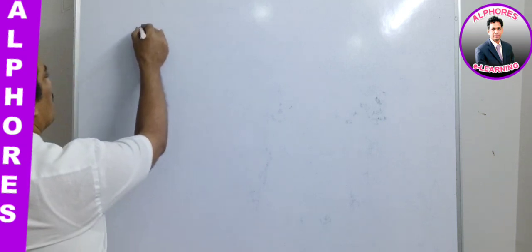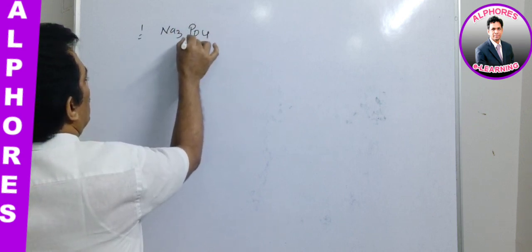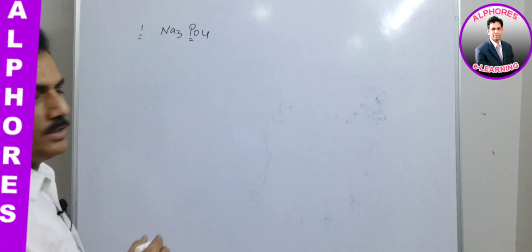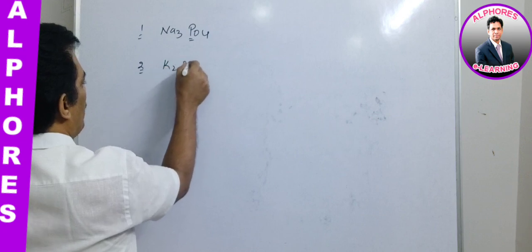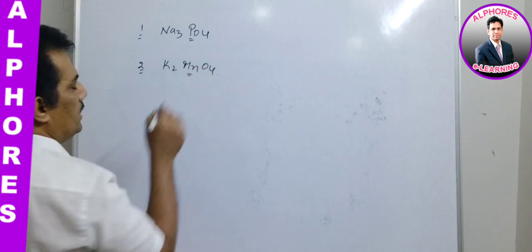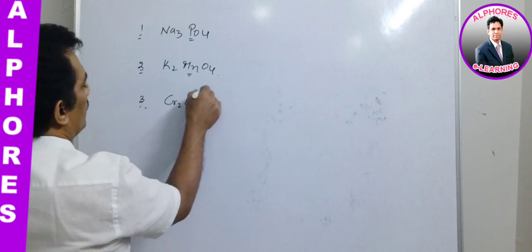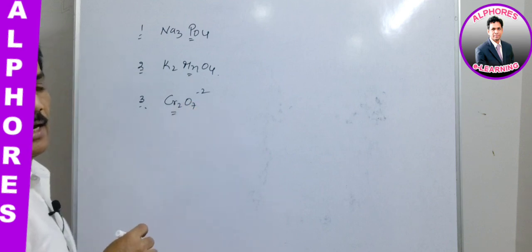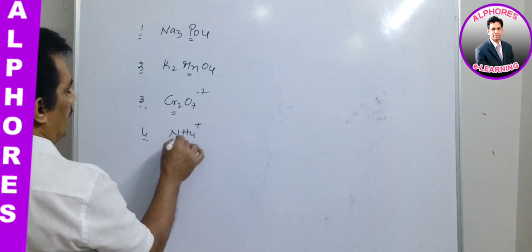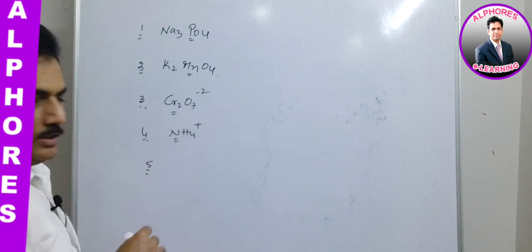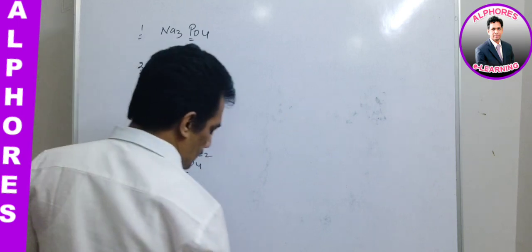The first compound given to you is Na3PO4. Here phosphorus is underlined. The second one given is K2MnO4. Here Mn is underlined. The third one is Cr2O7 2-. Cr is underlined. The fourth one is NH4+, N underlined. And the next one is C2O4 2-. C2 is underlined.